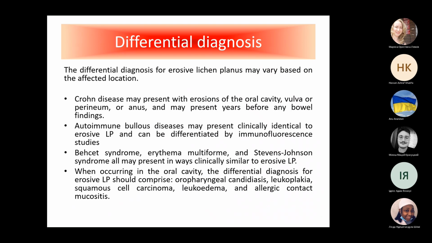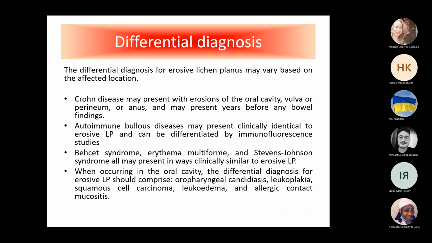Differential diagnosis. The differential diagnosis for erosive lichen planus may vary based on the affected location. Crohn's disease may present with erosions of the oral cavity, vulva, perineum or anus, and may present years before any bowel findings. Autoimmune bullous diseases may present clinically identical to erosive lichen planus and can be differentiated by immunofluorescent studies.